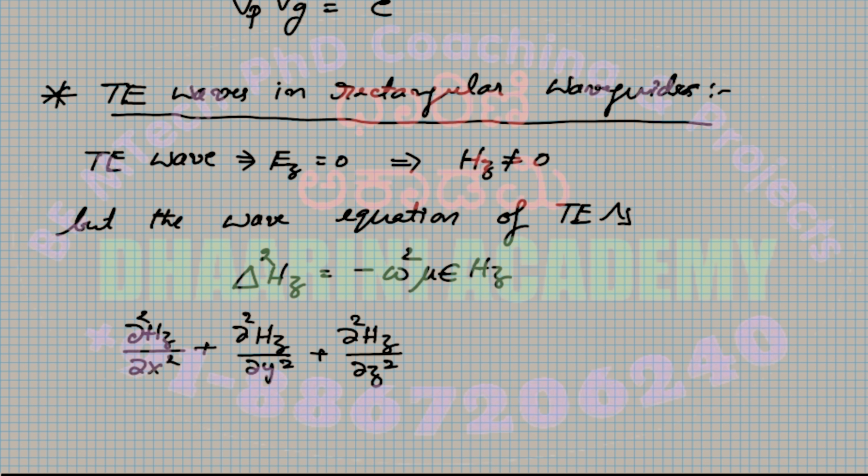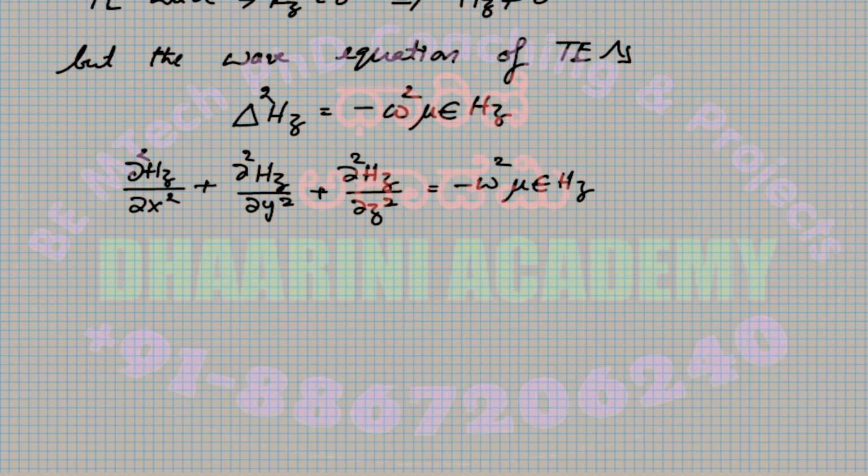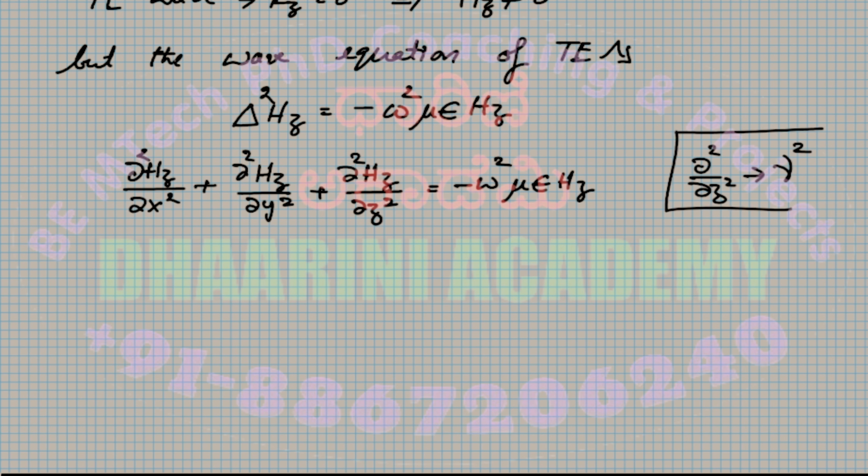Should be equal to, right? On this side, we don't make any changes. We'll simply write it as equal to minus omega square mu epsilon times Hz. Okay, so we know, if your wave is propagating along the z-axis, then dou square by dou z square is gamma square. I'll just write here dou square by dou z square is the gamma square. Same thing we have applied even in the previous derivation.